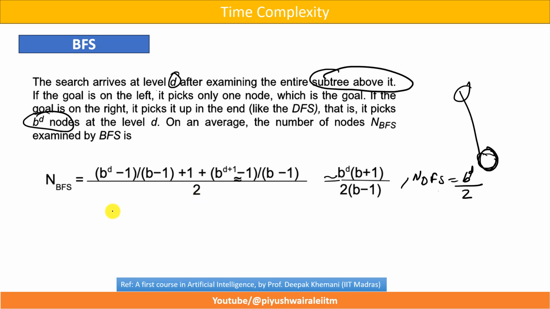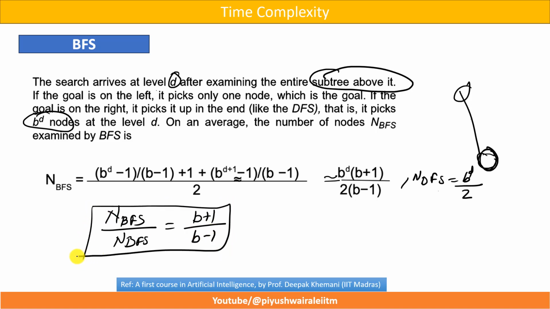So if you want to compare the average number of nodes that each algorithm has to explore, we can do BFS divided by DFS, so it will be around (b plus 1) by (b minus 1). Now if you observe, this ratio is always greater than 1. If b equals 2, it will be 3. If b equals 3, it will be 4 by 2, that is 2. So it is always greater than 1. What can we say from this expression? BFS needs to explore more nodes than DFS.